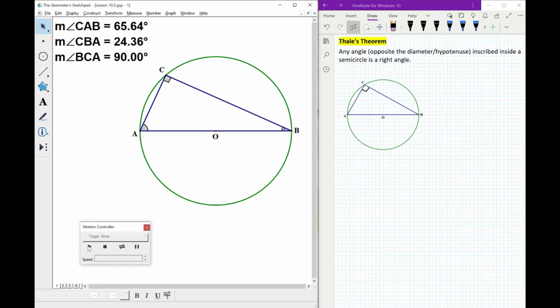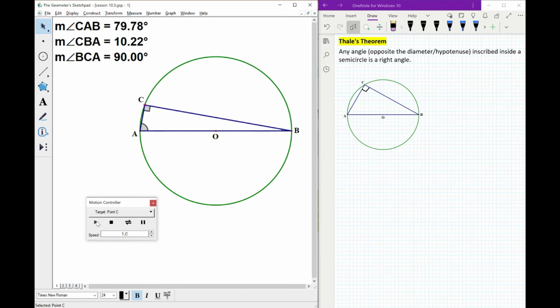I'm going to click play and see that point is going to move around the circle. See what you notice here with the angles. Okay, so as you can see here, the other 2 angles, basically angle A and B, they do change. But angle C, which is the inscribed angle in the circle opposite the diameter, the hypotenuse of that triangle, is always at 90 degrees, okay?